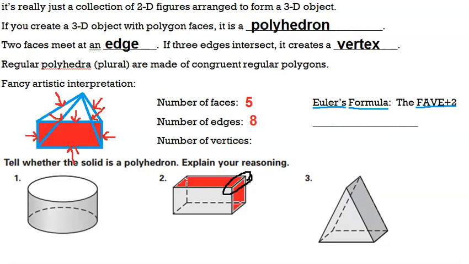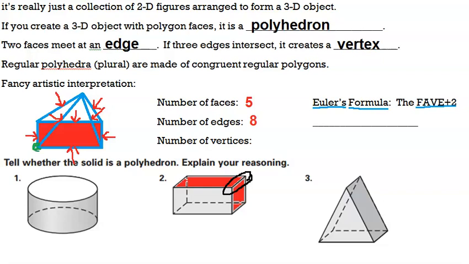Now, if you look at the vertices, a vertex is anywhere that 3 faces come together. Now that would be right here. Let's make these a different color.